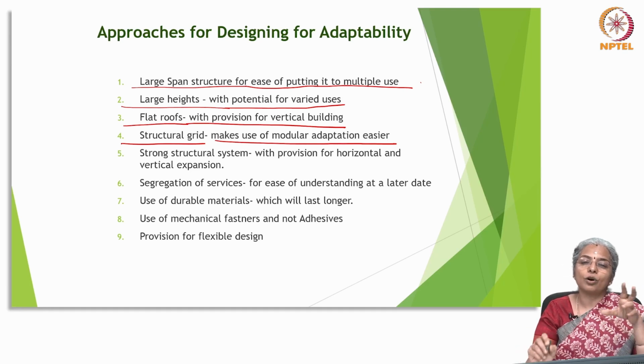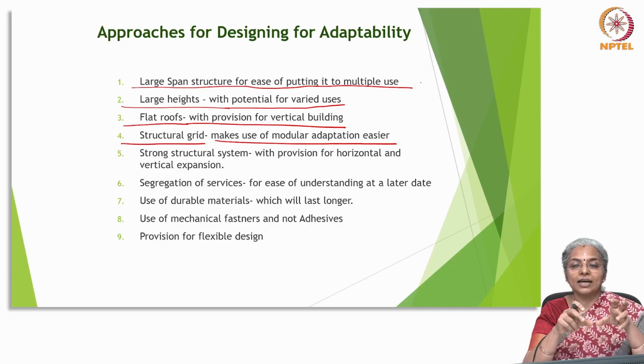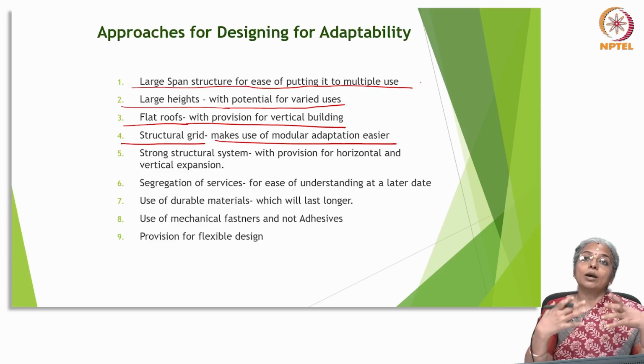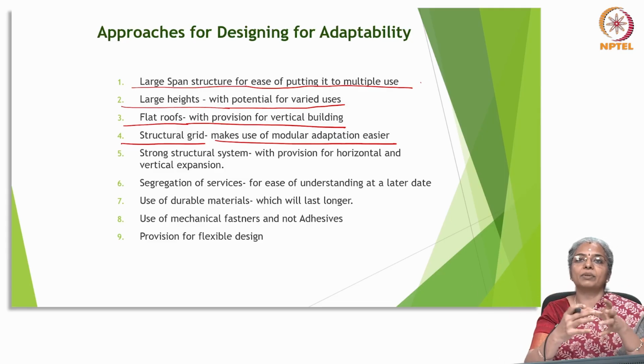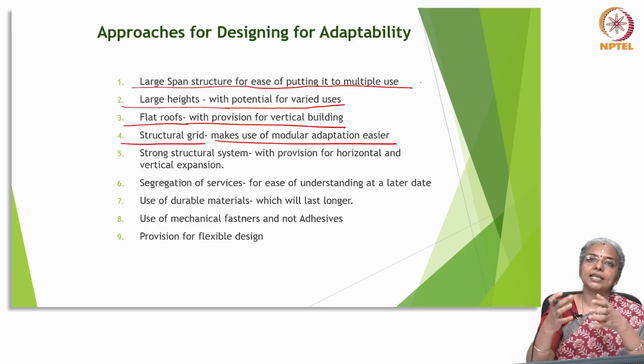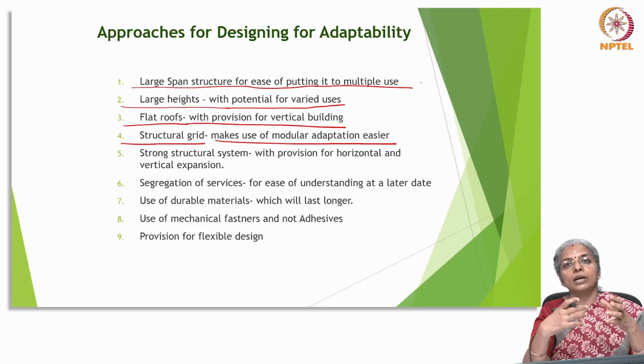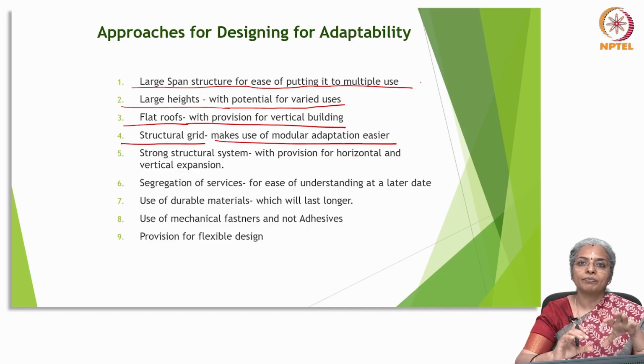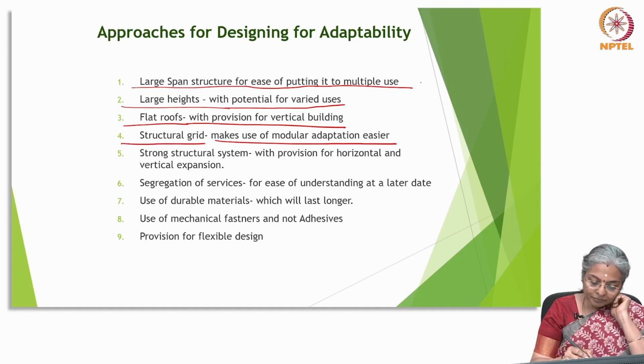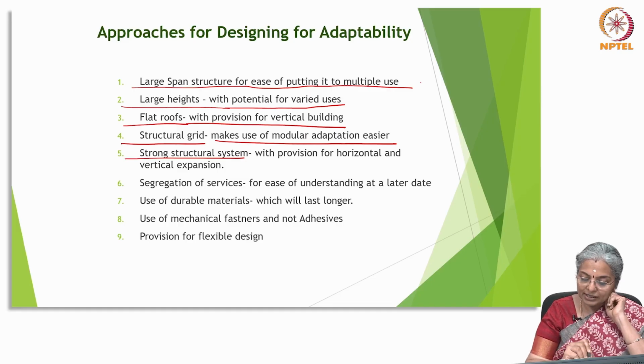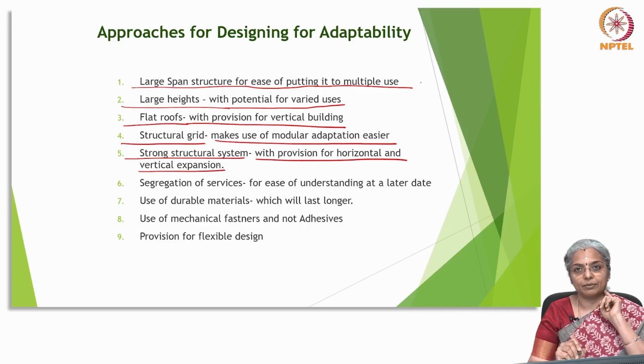So, don't go for a random customized grid, but go for a structural grid in which you can have additions or subtractions done. Because it's a grid, it is easier for anyone to configure a dimension or a module which can be increased sequentially either horizontally or vertically, or you can even reduce the grid horizontally or vertically. Have very strong structural systems with provision for horizontal and vertical expansion.